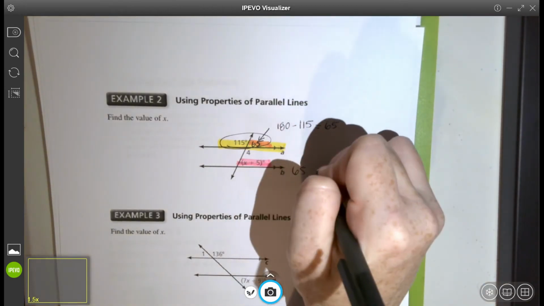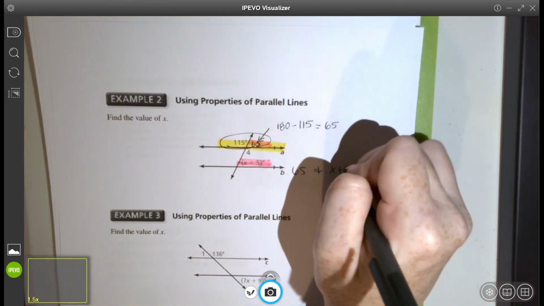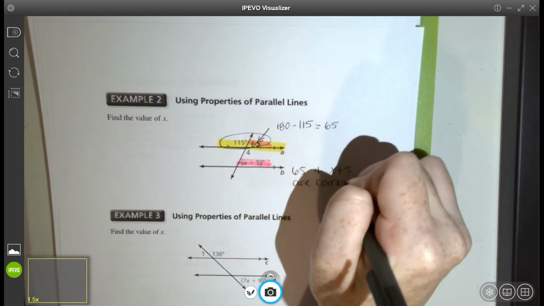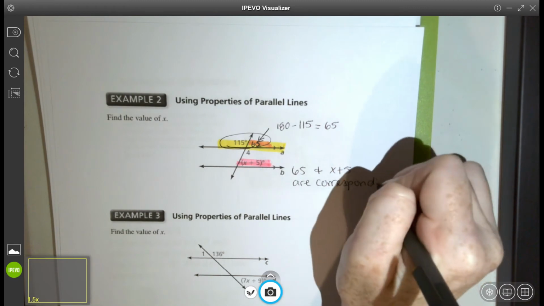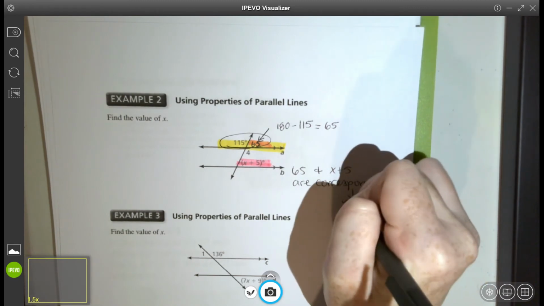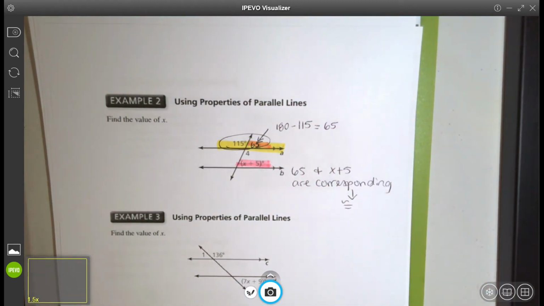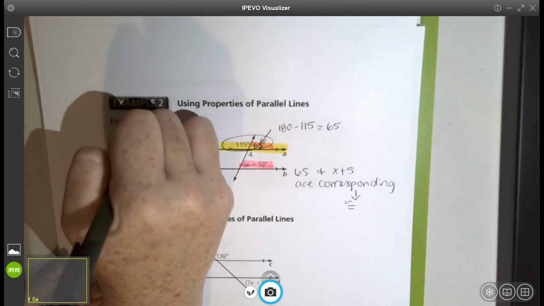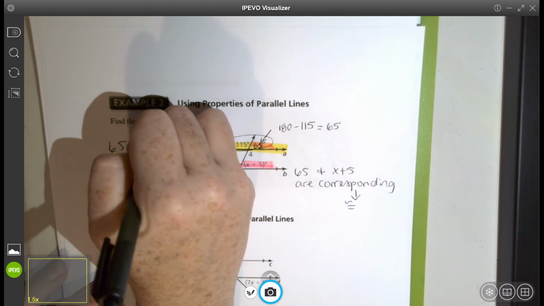So 65 and x plus 5 are corresponding. I'm just writing that as a reminder for myself. Now, remember, corresponding is congruent. Now, how would I write that statement? So I could write 65 equals x plus 5.